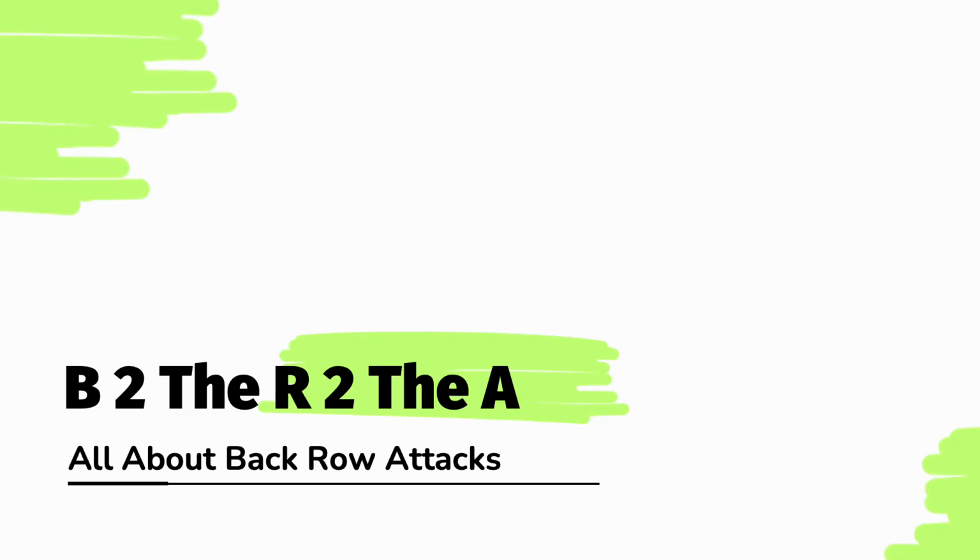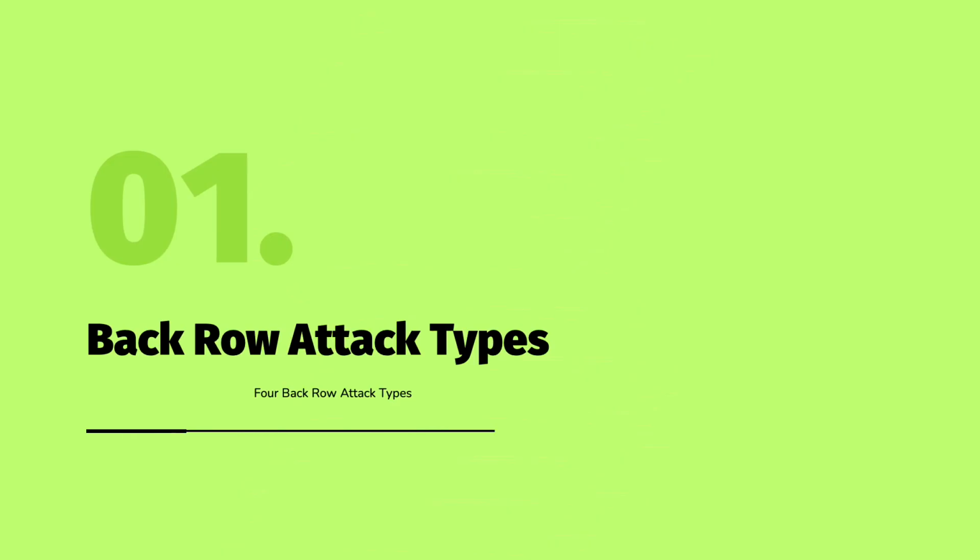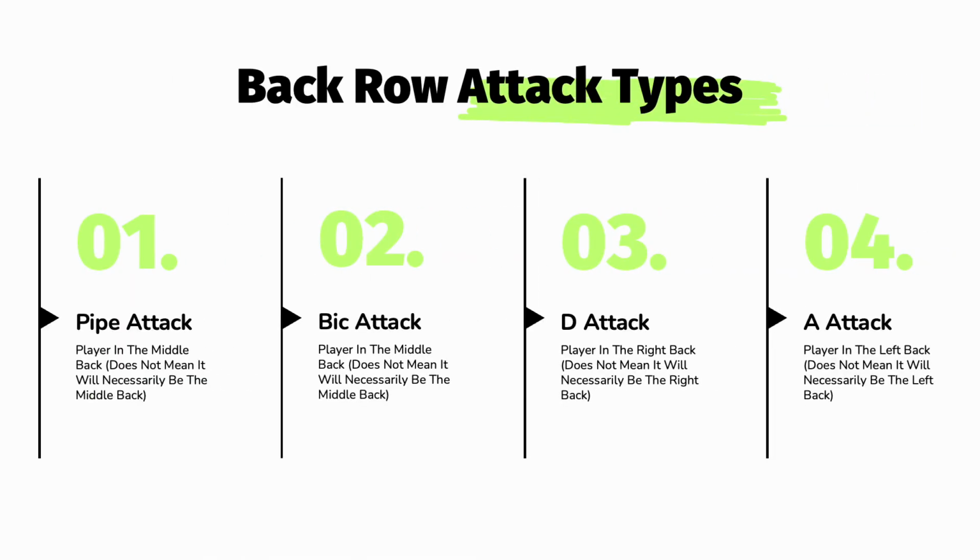Good day. The title of today's training presentation is B to the R today. We're going to talk about back row attacks. So let's get into the 4 most common types of back row attacks. We have a pipe, we have a bick, we have a D, and we have an A.